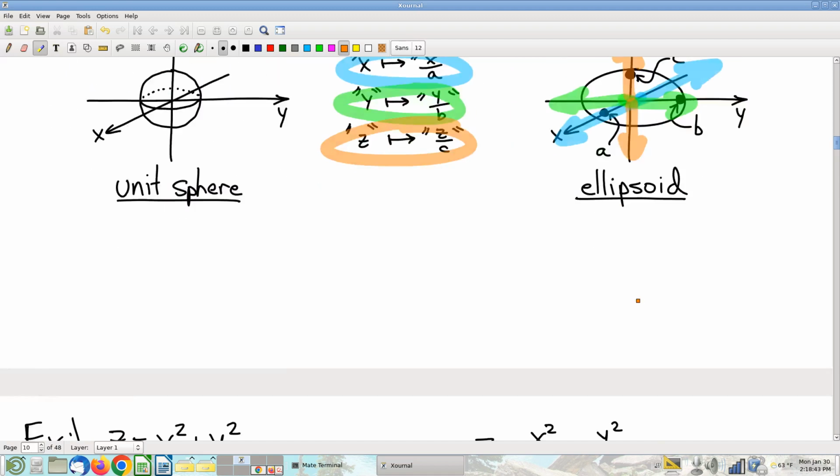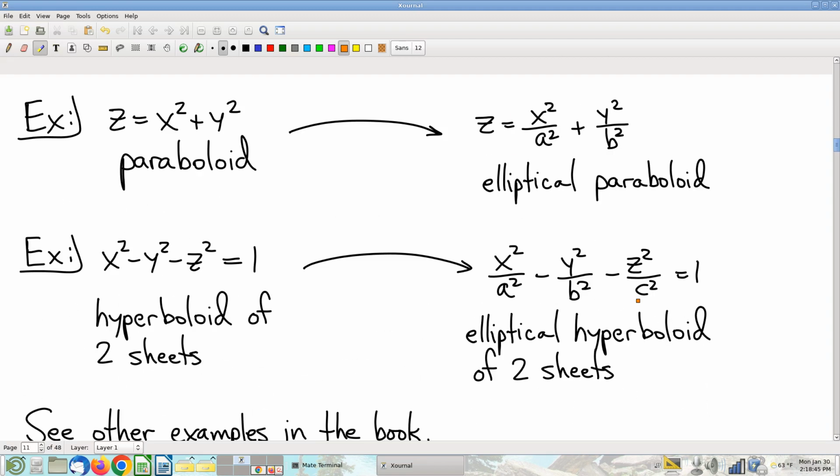All right. Couple other examples. I'm going to be quick about these because they're all kind of morally the same as things that we've seen. We've already understood this paraboloid, right? Rotationally symmetric.